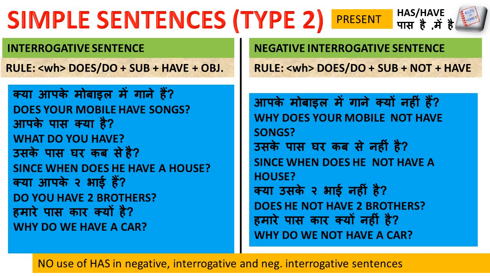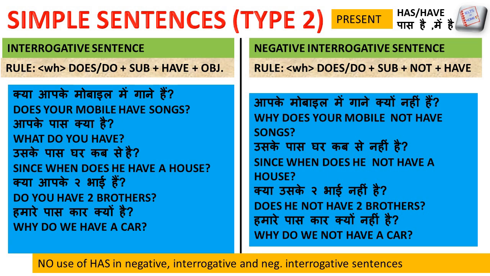You can see the first example, क्या आपके मोबाइल में गाने हैं? That is an interrogative sentence, and there is no action in it, so that's why it is a simple sentence. Also, we use has in affirmative only, not in negative, not in interrogative and negative interrogative. We use only have. According to the rule, we use does in the first example because mobile is singular, so that's why we use does. Otherwise, with plural subjects we use do.